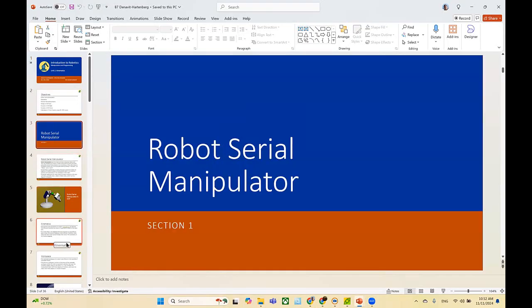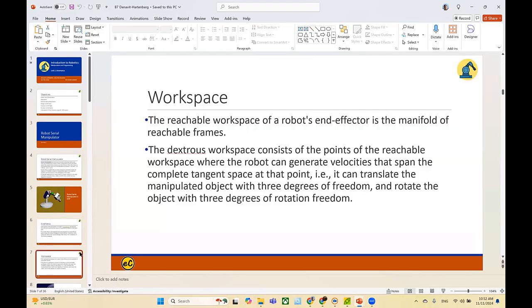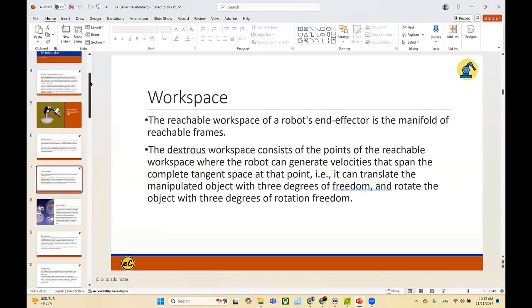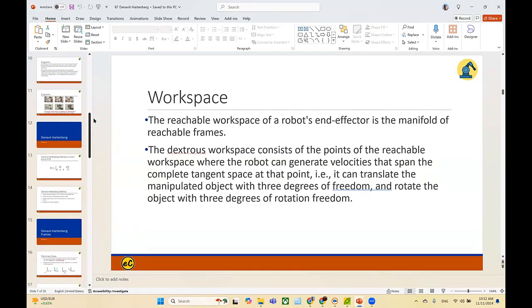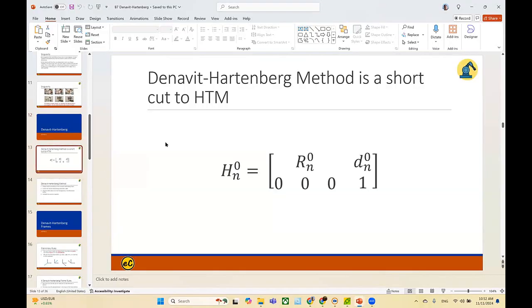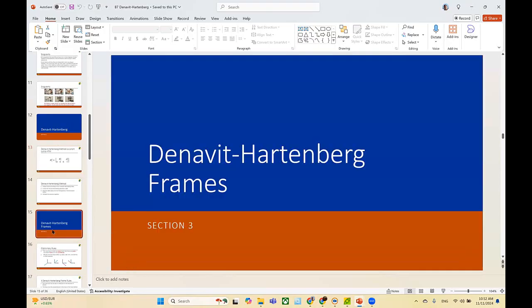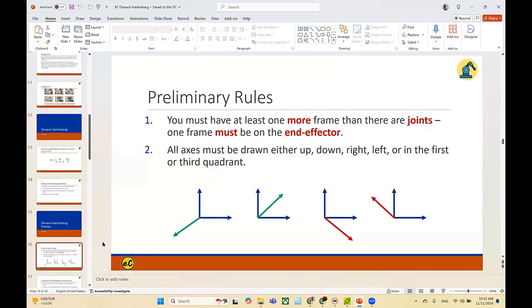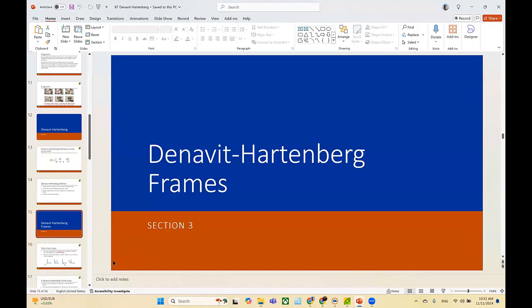Okay, so in each robot, you set up your kinematic diagram, and if you have 3 joints, you will end up with 4 frames. And then the Denavit-Hartenberg scheme is to talk about the frame-to-frame setup, so you can set up your homogeneous transform matrix in a systematic way. So you need to know about the Denavit-Hartenberg frames.